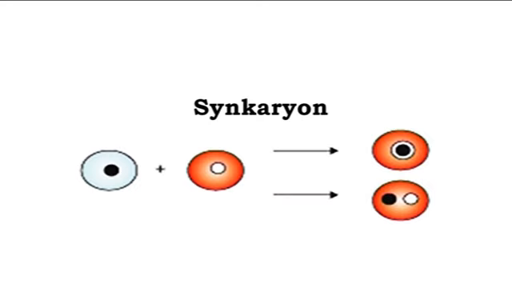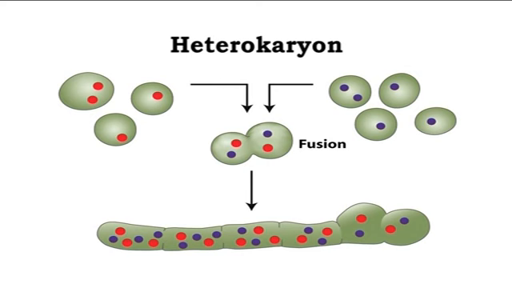This depicts the sequential fusion of 2 protoplasts resulting in a synkaryon. There are 3 steps in this process. First, 2 protoplasts come in close proximity, then the plasma membranes of the 2 fuse and then the 2 nuclei lie in the mingled cytoplasm. This stage is known as heterokaryon. In the 3rd stage, the 2 nuclei fuse forming a synkaryon.